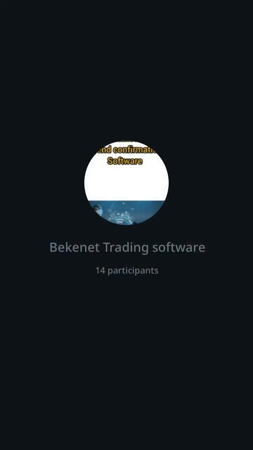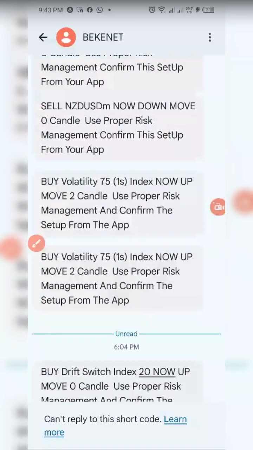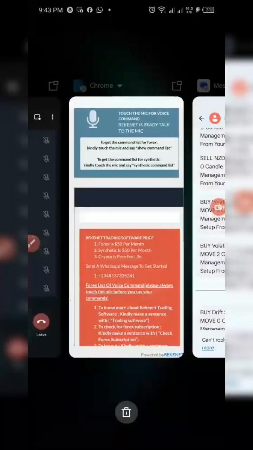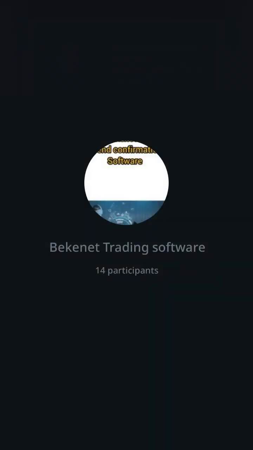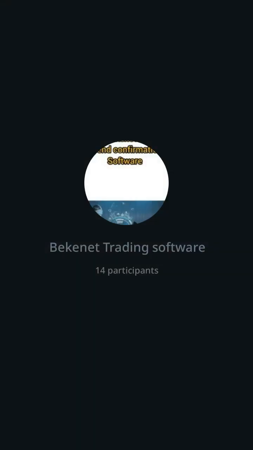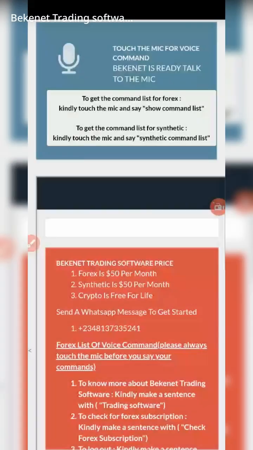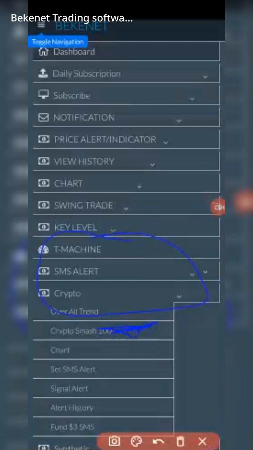But this SMS notification is not free. We do not make it free. We only give you access to the software directly. You can do it manually. But if you want to be receiving notifications like this, you have to pay for MTN to be sending you that notification. You can still be doing fine by checking the app every 1 hour, going into this Smash 100, and checking by yourself to see if it's an up move or down move.